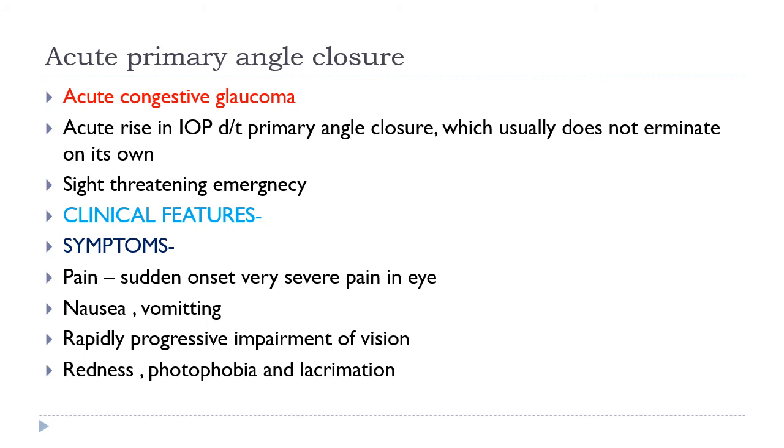Next is acute primary angle closure glaucoma. It is a very emergency case, a very severe case, because if it is left like that, the patient may lose his eye permanently. We call it acute congestive glaucoma. Here there is a sudden rise of IOP because of the primary angle closure, which is usually not relieved on its own by miosis. It remains continuously like that.